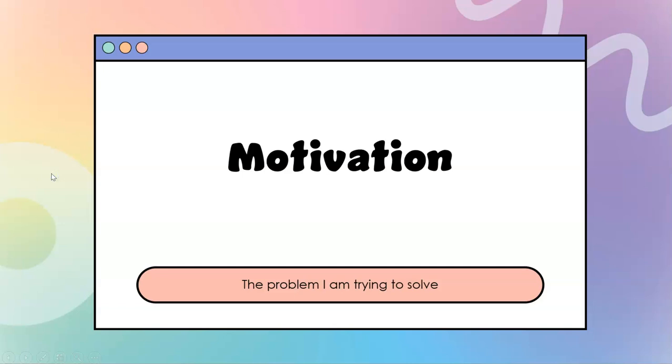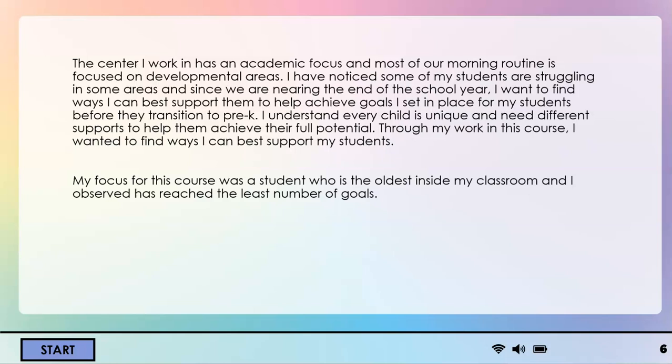Motivation, the problem I am trying to solve. The center I work in has an academic focus, and most of my morning routine is focused on developmental areas. I have noticed some of my students are struggling in some areas, and since we are nearing the end of the school year, I want to find ways I could best support them to achieve the goals I have set in place for my students before they transition to pre-K.